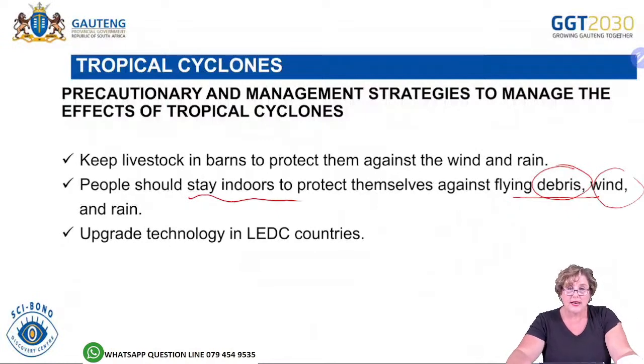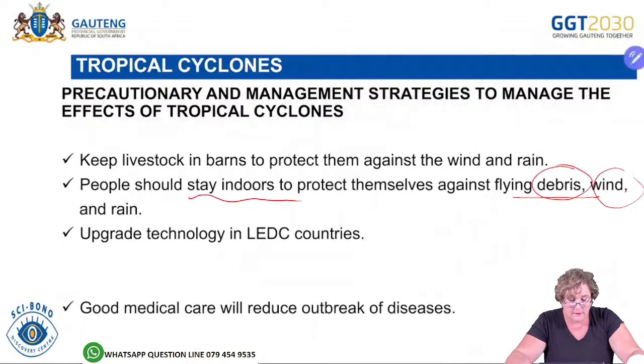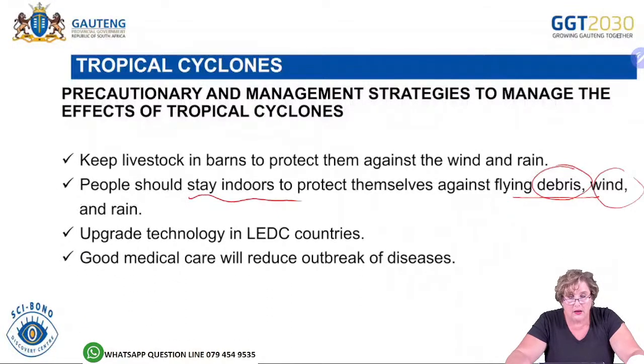Upgrade technology in less economically developed countries, so that they have the necessary technology to pick up the path of the tropical cyclone, but also to warn people on local news, send out messages, etc. Have good medical care, especially to reduce the outbreak of diseases. Know what the people can expect. Make sure you have enough medicine to give to the people in case there is an outbreak of a disease.